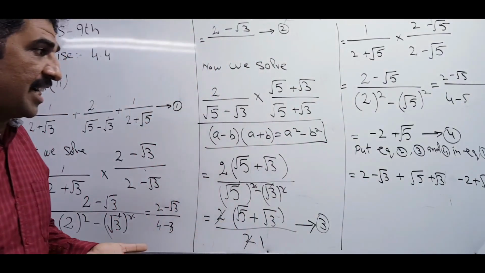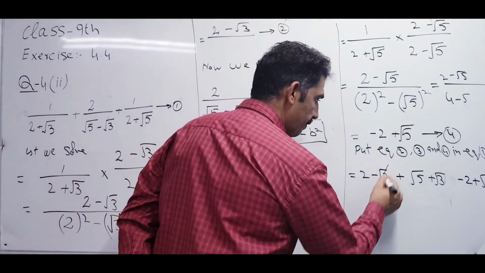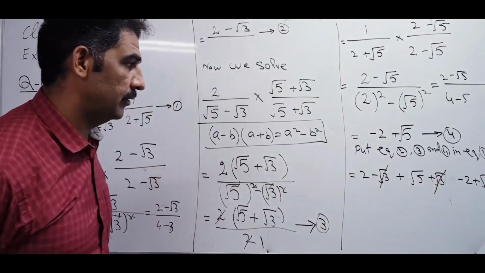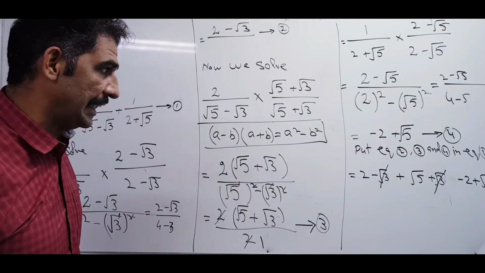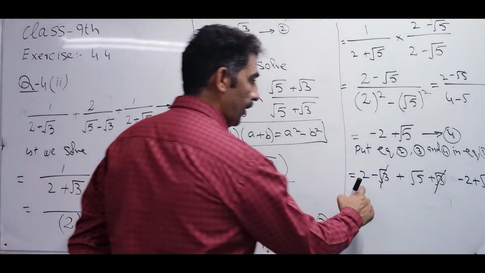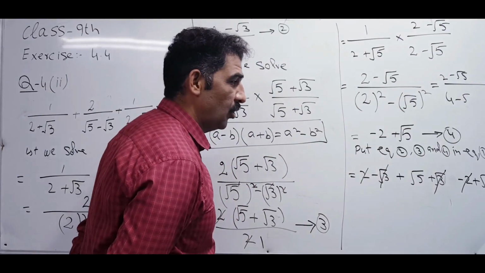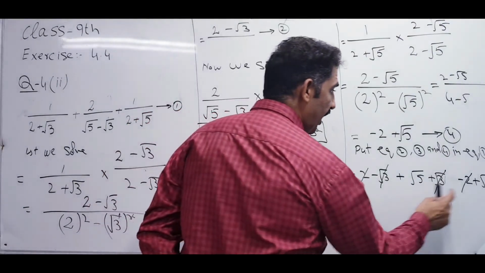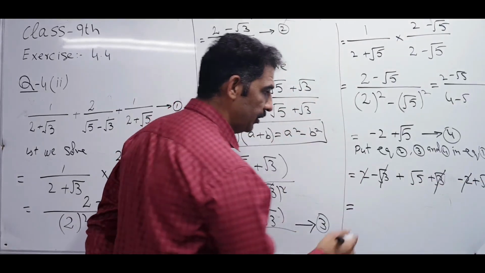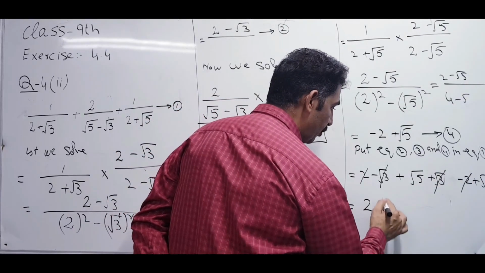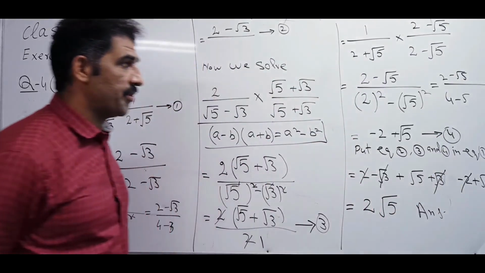Now we will check what the remaining answer is. Cancel. Is something more cancelling? Yes. What is that? +2 and -2 also cancel. So what is remaining? √5 plus √5. How many √5? 2. So our answer is 2√5. In such a way your question number 1 is also perfect.